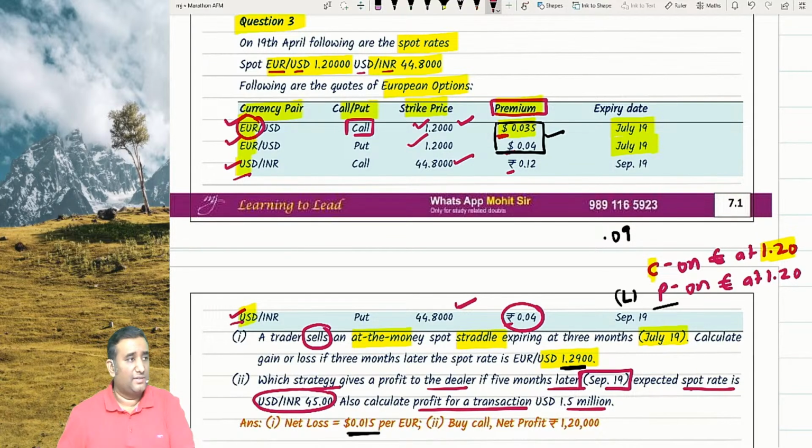What is the price here? Price is in which currency? Rupee, and the commodity is what? Dollar. So dollar is the share. Answer will come in rupees, 0.04.